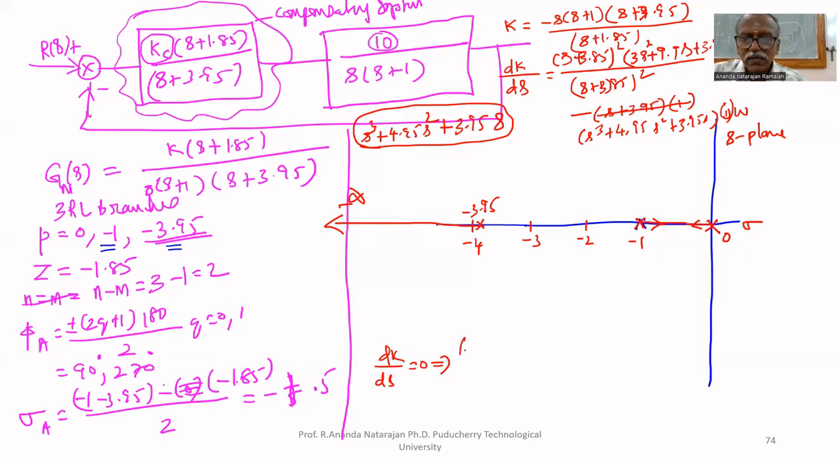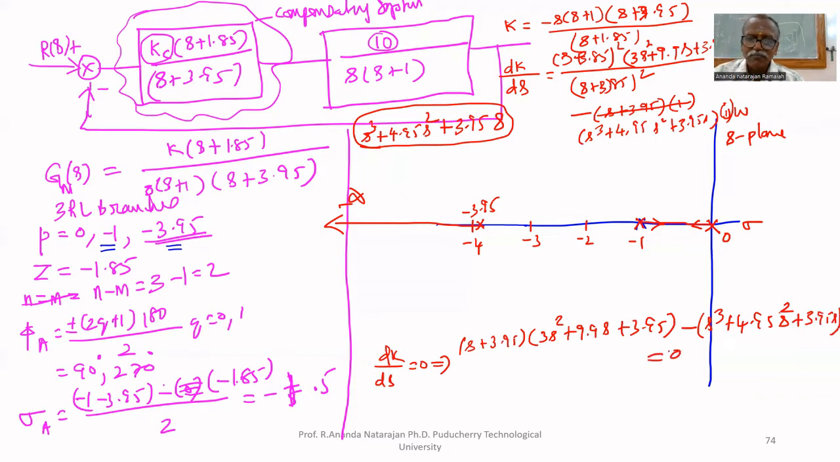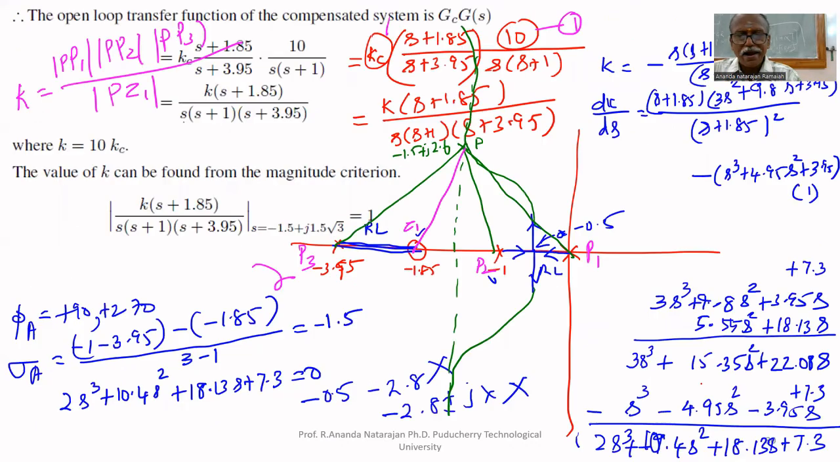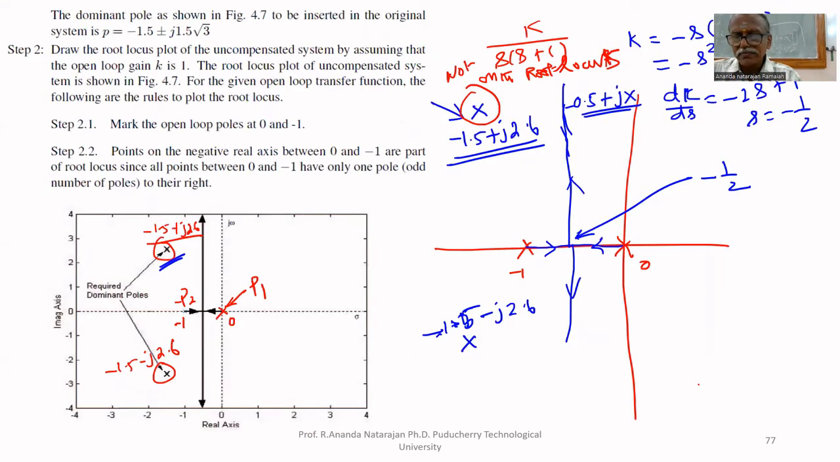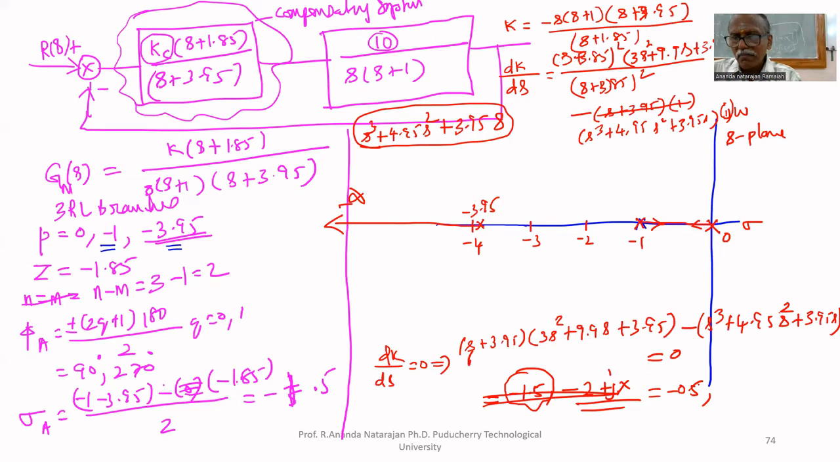What is the numerator? s plus 3.95 multiplied by 3s square plus 9.9 s plus 3.95 minus s cube plus 4.95 s square plus 3.95 s equal to 0. What are the roots? The roots are minus 0.5, minus 2.8, and minus 2.8.